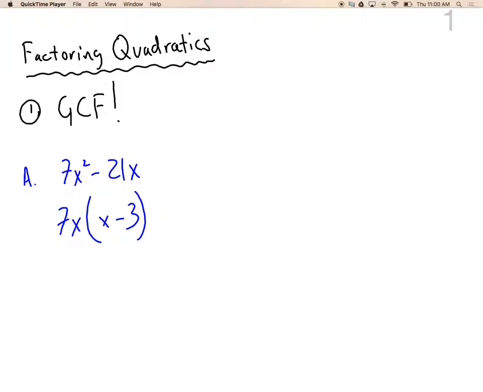Step two, we're going to be focusing on quadratics. So when you look at the quadratics, you want to look at step two. How many terms? Are there 2 terms, 3 terms, or 4 terms? We're going to skip 4 terms today, and we're going to focus on 2 and 3. We'll do 2 first. So subpart A, 2 terms.